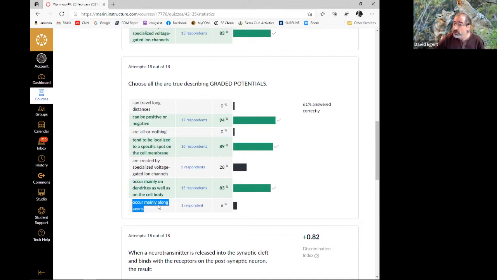So if you are still unsure, definitely before Tuesday, you want to be crystal clear about the difference between graded potentials and action potentials, where you find them, and what their roles are.